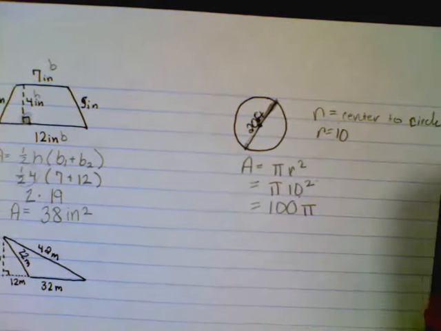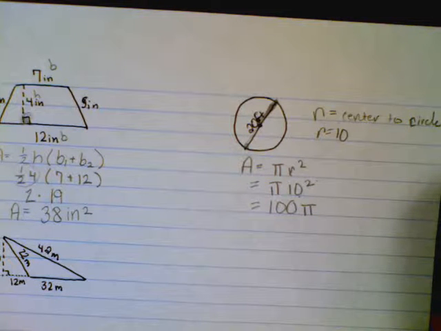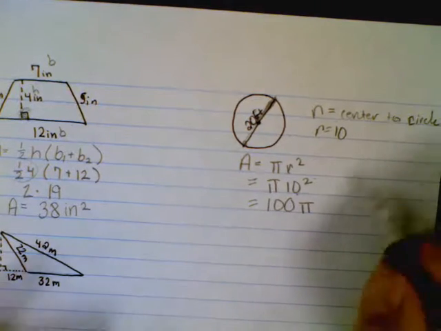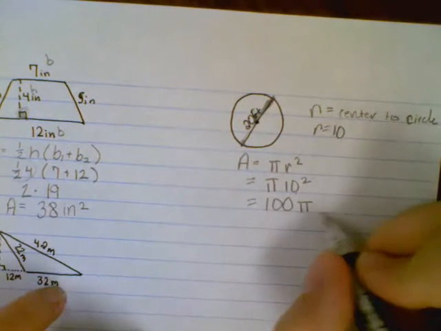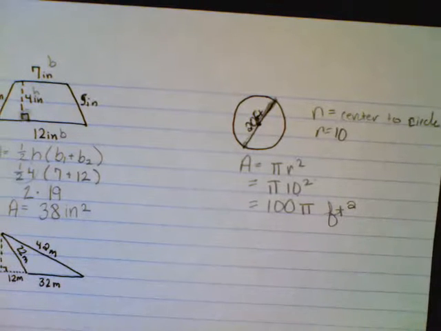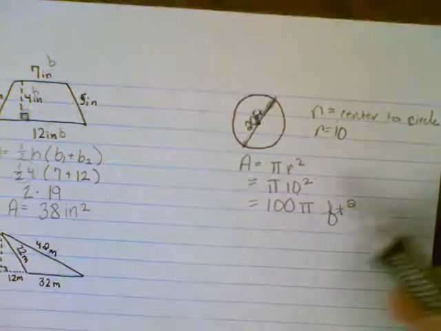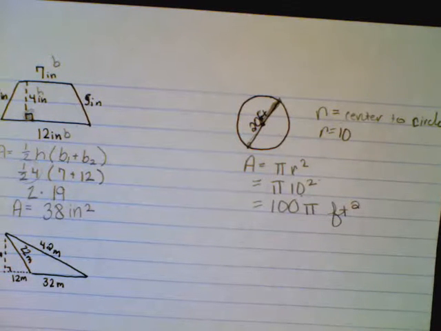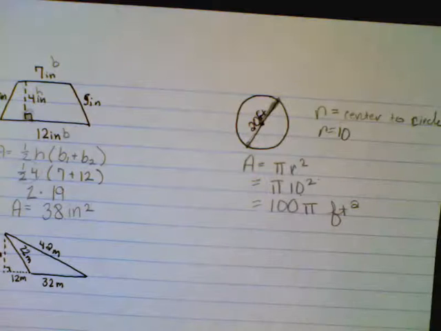I'm pretty sure on your directions it says to leave your answers with pi. It doesn't say, so usually I just leave it just like that. So our answer would be 100 pi feet squared. If it doesn't say, it's safe to leave it with pi. I mean, you can multiply the pi out, but then there's always the rounding issue since pi goes on forever. So I would just leave it with the pi in it. We'll talk more about that when we get to area and stuff.